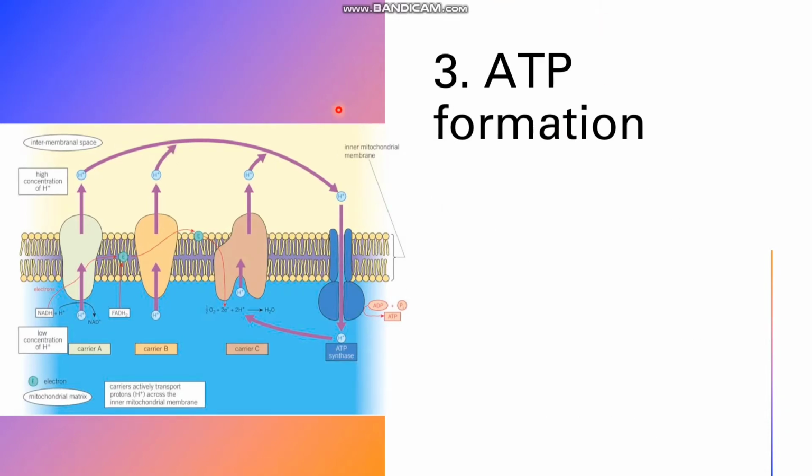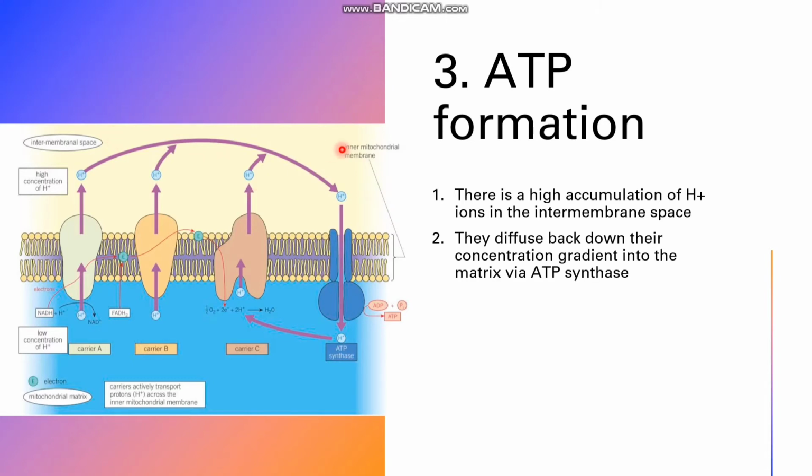So the next stage is ATP formation. Because we've actively transported all of these H+ ions into this space, we now have a high accumulation, or concentration, of H+ ions in the intermembrane space.